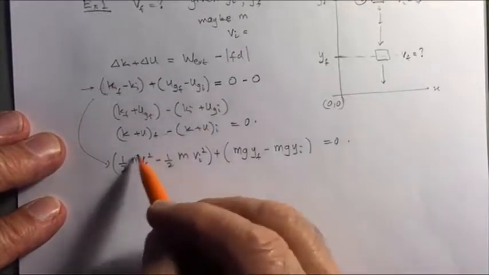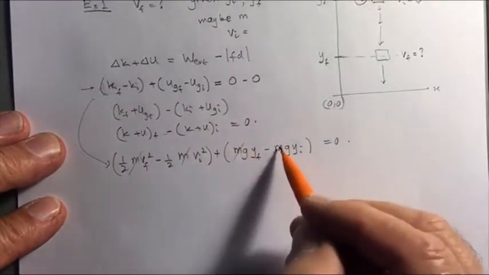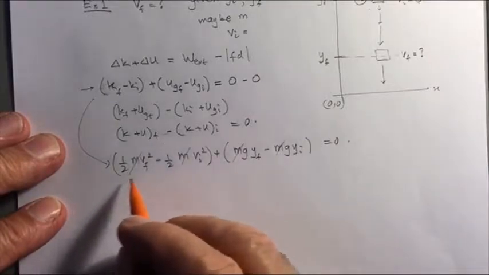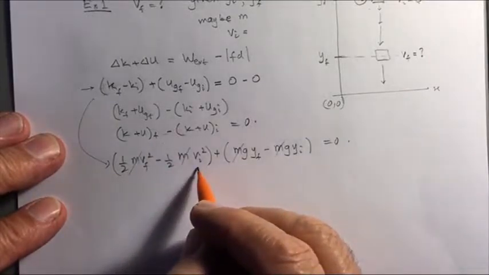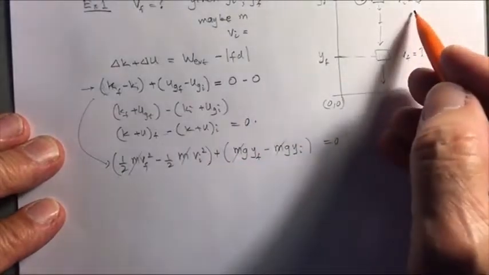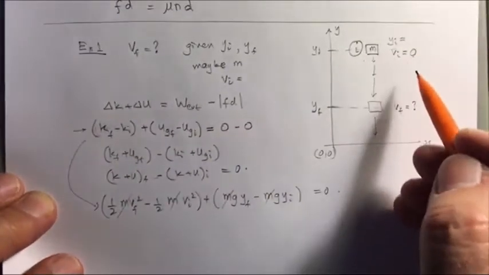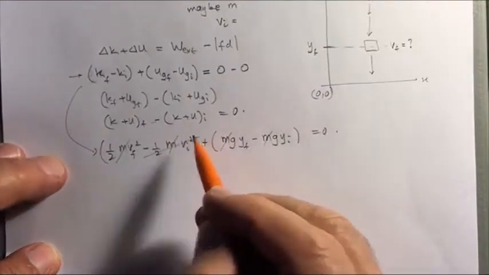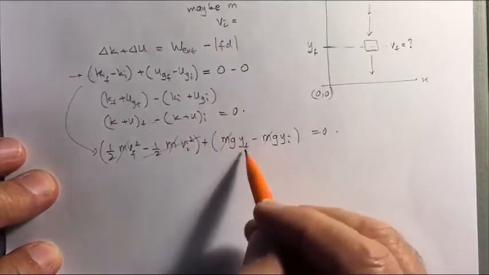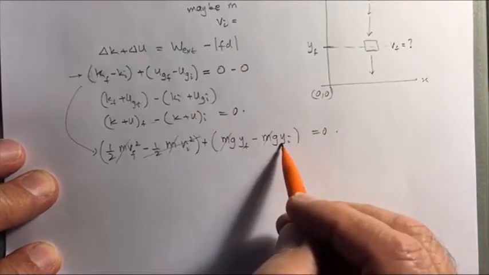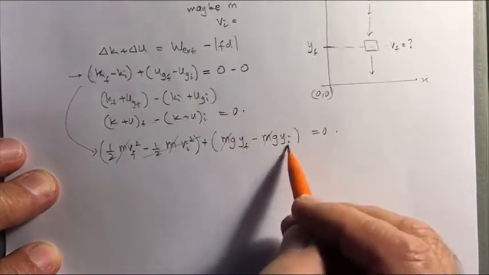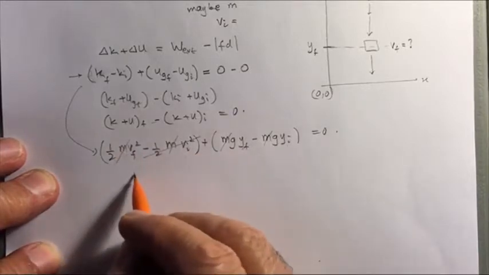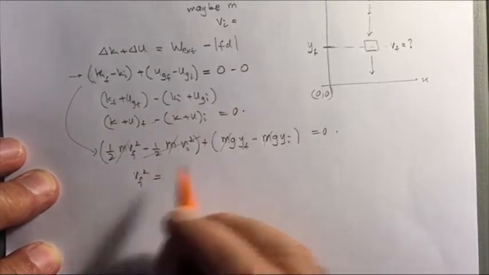Now we can simplify this. We can cancel out all the m's because it's present in all the terms, and V initial could be taken as 0, so that this whole term would go to 0. If not 0, we know its value, and we know Y final and Y initial, so we know everything except VF square, and we can get VF square from here.